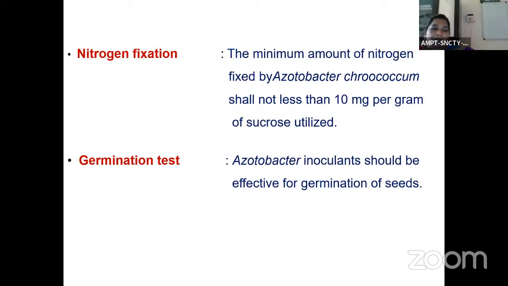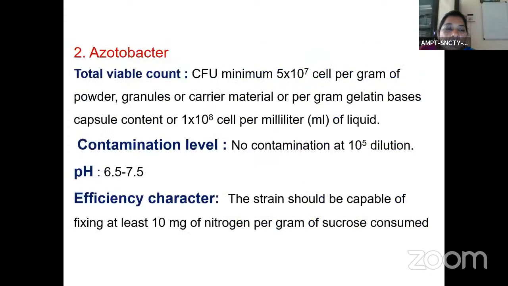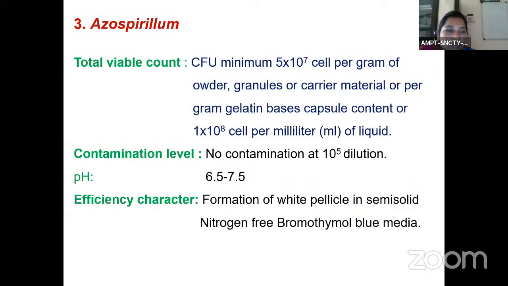Because so many production people are claiming that Azotobacter has other plant growth promoting capacities, we have to run a germination test. Azotobacter inoculants should be effective for germination of seeds. It will improve the germination capacity as well as the plant or root heights. Then for Azotobacter, the total viable count is 5 into 10 to the power of 7 cells. I have already discussed Azotobacter.